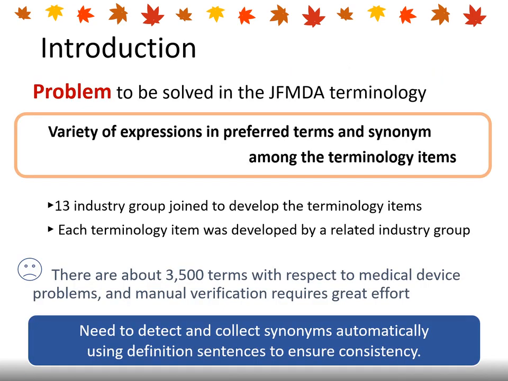The problem with the JFMDA terminology is a variety of expressions of preferred terms and synonyms for the terminology items. There are several reasons why the terminology items were developed independently by certain industry groups. We have been trying to map these terminology items to establish consistency in the JFMDA terminology.